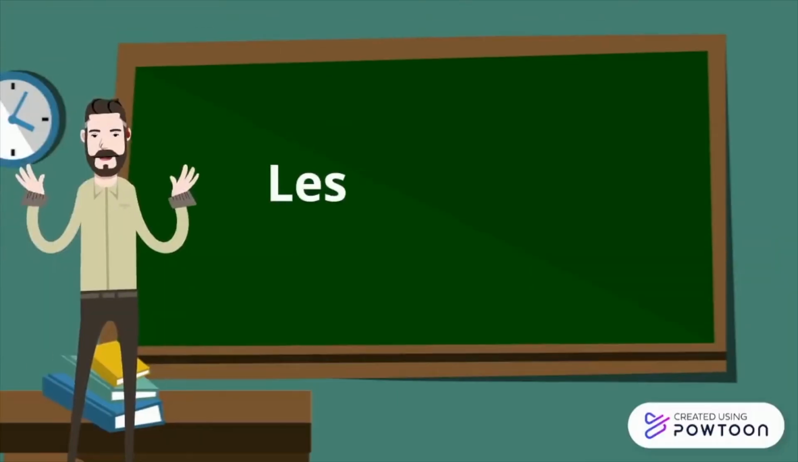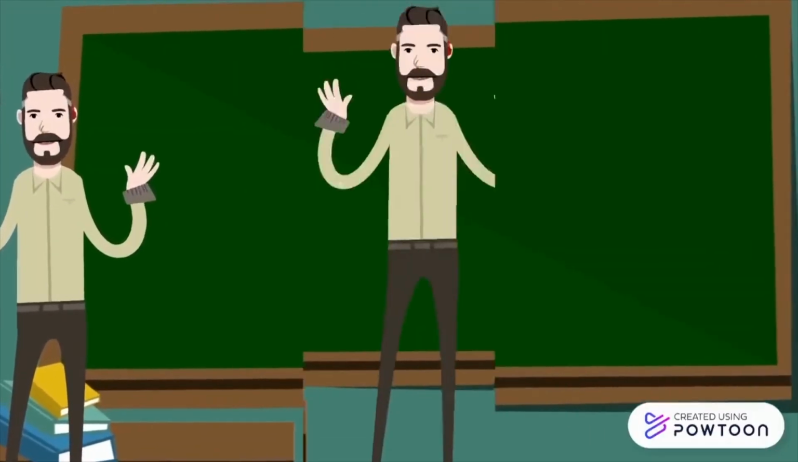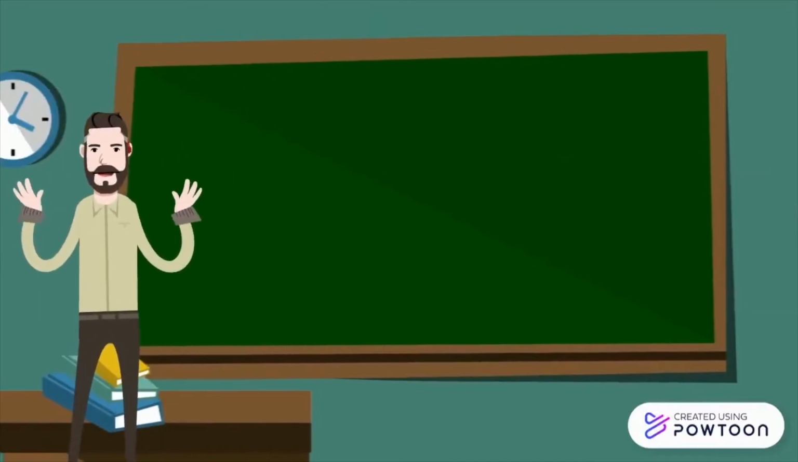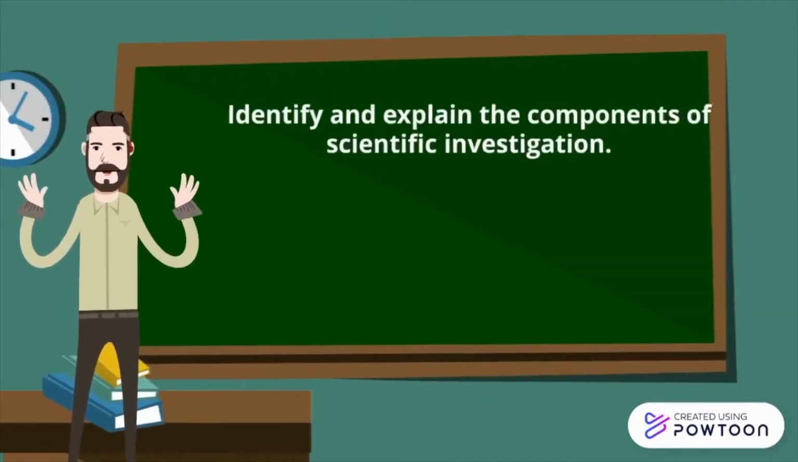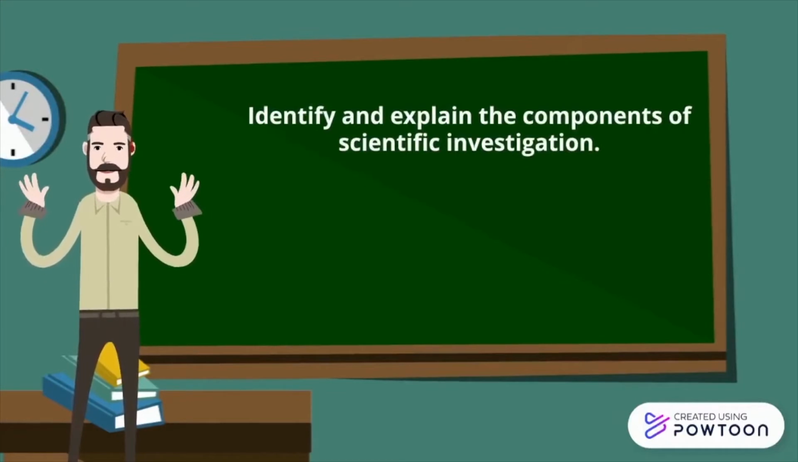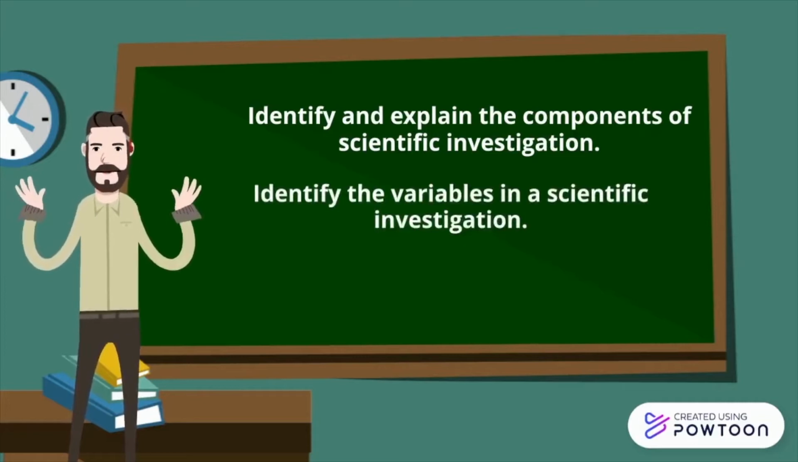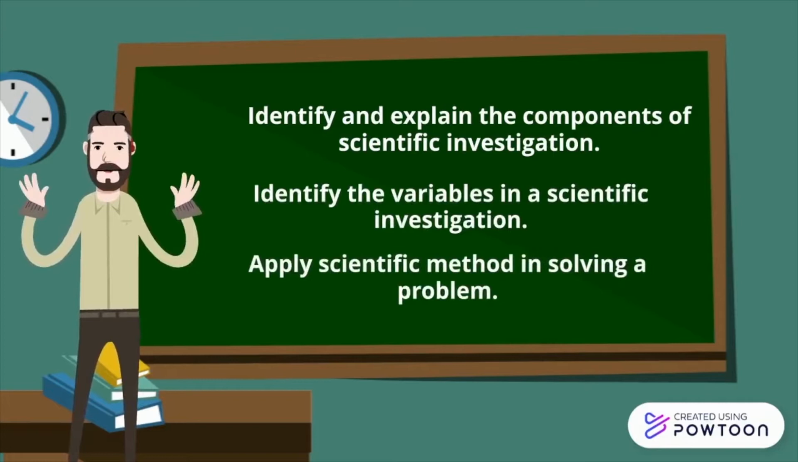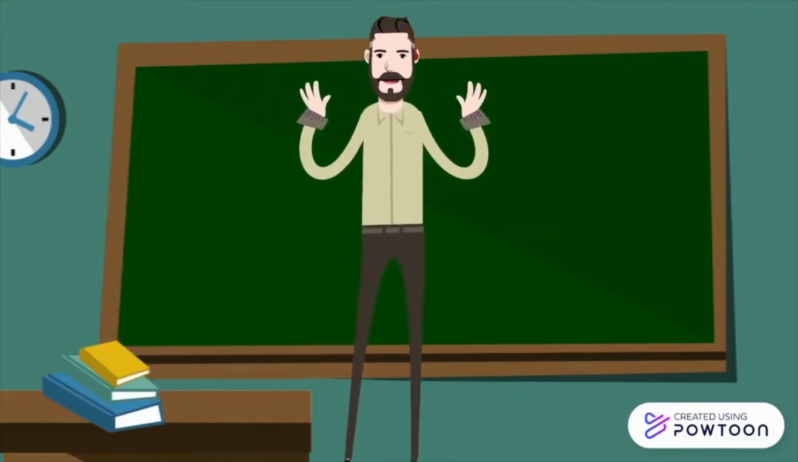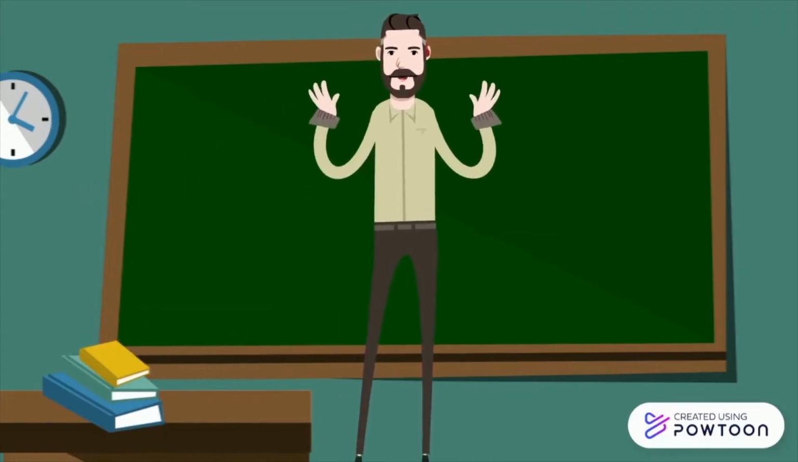Let's have lesson number 1. As we go through this lesson, you will learn to first, identify and explain the components of scientific investigation. Second, identify the variables in a scientific investigation. And lastly, apply the scientific method in solving a problem. So come on, let's start, let's learn and have fun.